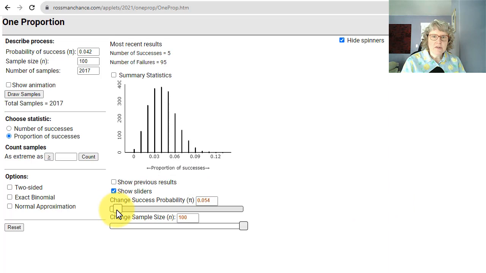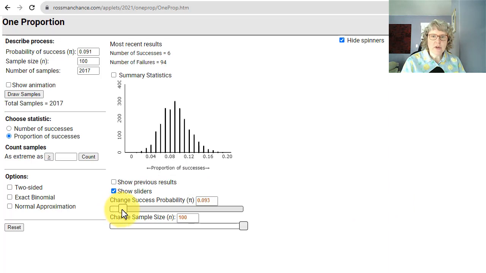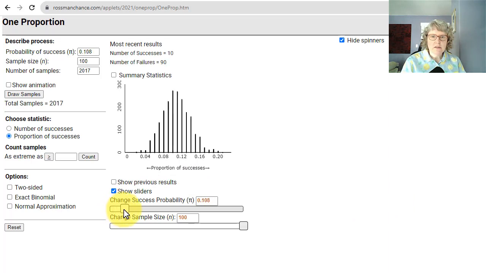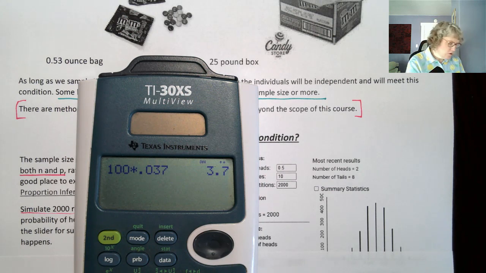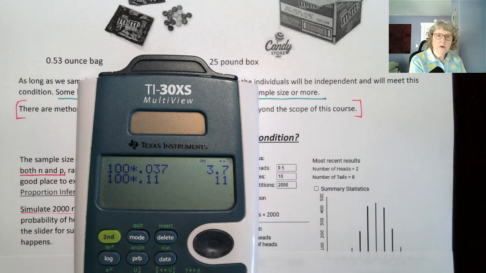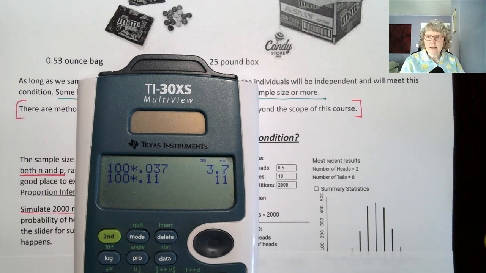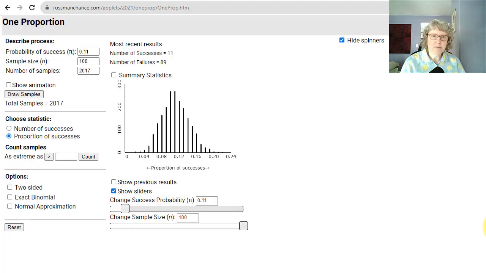But if I put this down to somewhere around 10, that's looking pretty good, right? Even 11. So then if I go 100 times 0.11, now I'm up past 10. So now that's working, okay?